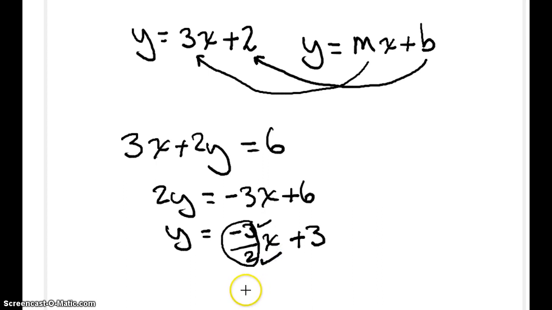And that's so important. That's why we have been preaching about leaving your answers as improper fractions. Because now when I go to find the slope of this line, or when I go to graph this line, I know my slope is a rise of negative 3 and a run of 2. My y-intercept is at 3. So let's take a look at how this helps us when we're dealing with graphing, finding slope, finding y-intercepts, and using it in a manner to solve linear equations and linear functions.